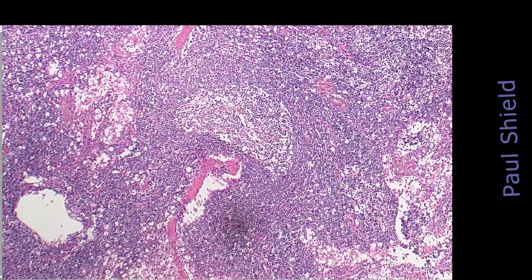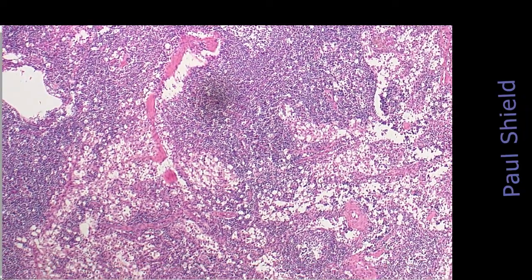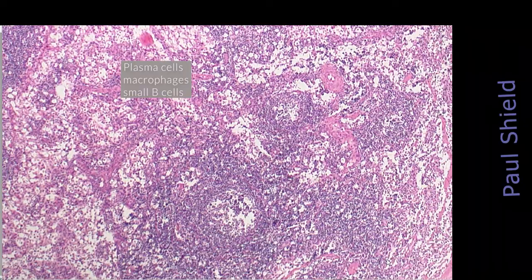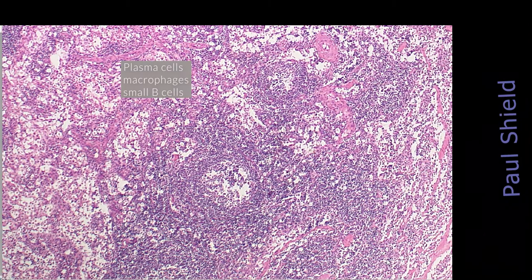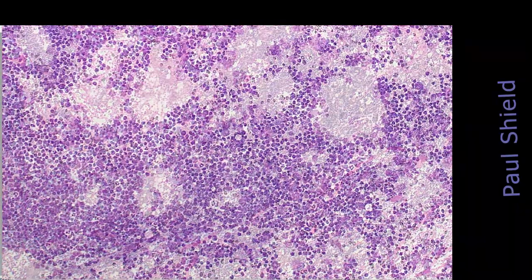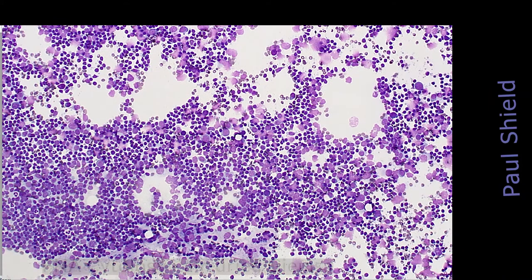Now they expand when the nodes get reactive. Tracking down now into the medulla, the center of the lymph node, through the sinusoids there, we have different cells arranged here. So plasma cells tend to concentrate in this area along with macrophages. And this is normal FNA cytology.